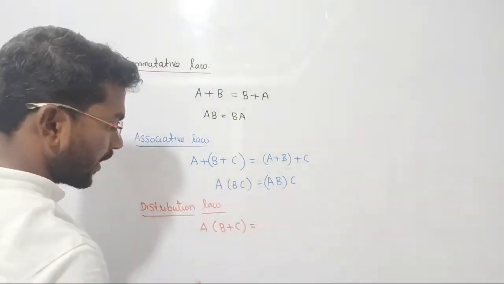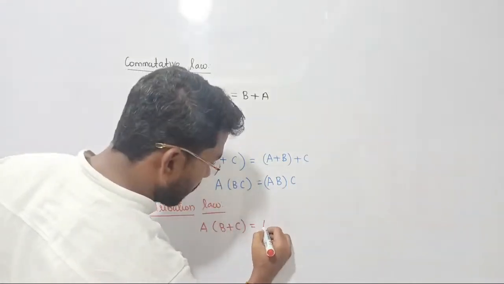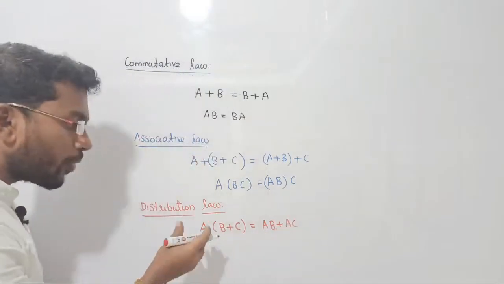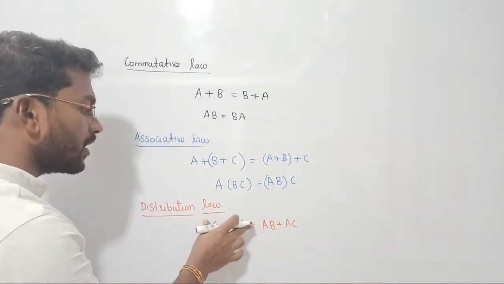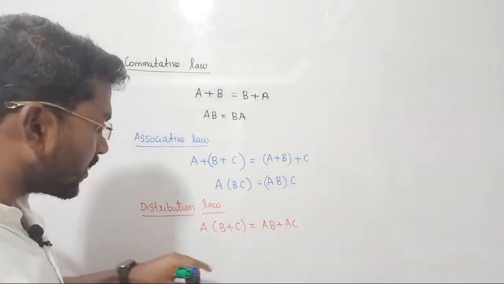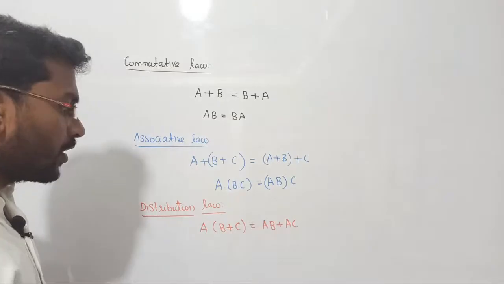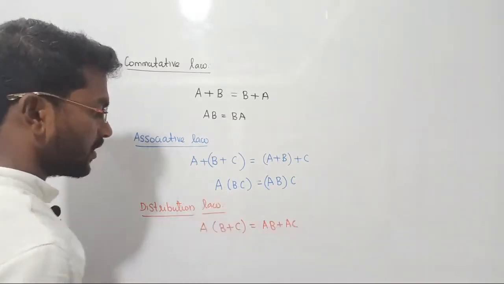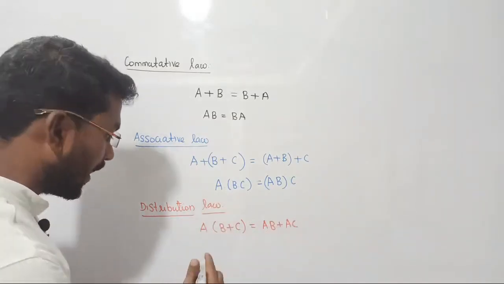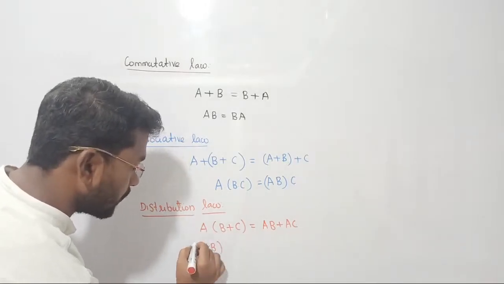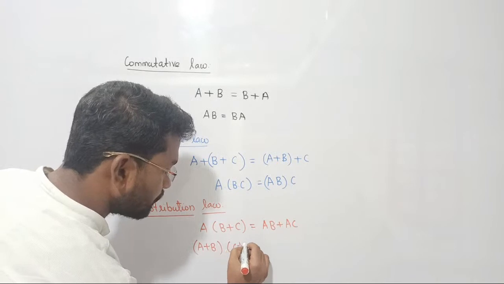be distributed. How can it be distributed? It can be written like this: A into B plus A into C. You can open the bracket and pass this Boolean variable inside, such that B is directly multiplied with A and C is also multiplied with A. So this expression can also be written in this way, and that is called distribution law. Like you can also consider some other variables. For example, I have A plus B and I have C plus D.